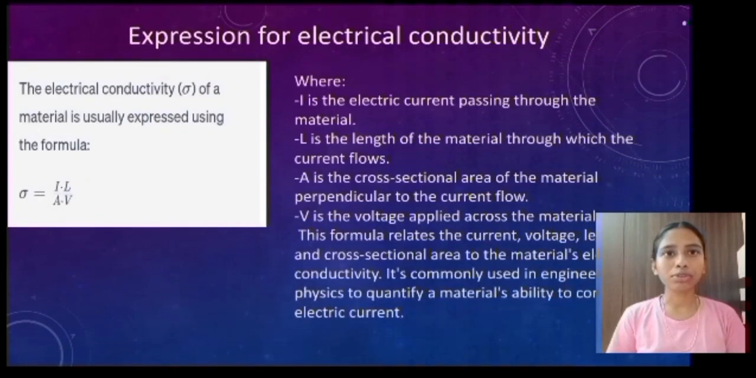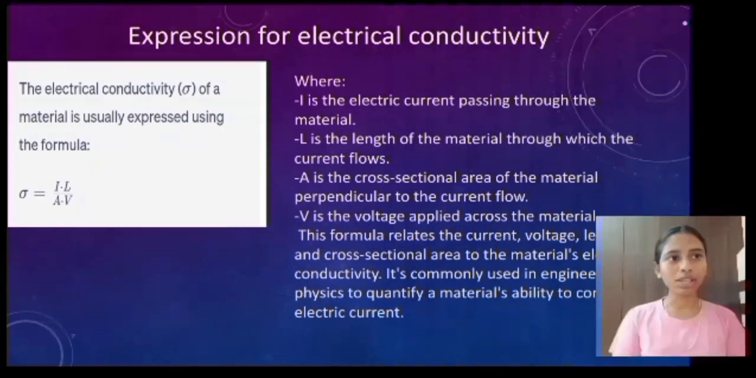So electrical conductivity of a material is usually expressed using the formula sigma equals IL divided by AV, where I is the electric current passing through the material, and L is the length of the material through which the current flows. A is the cross-sectional area of the material perpendicular to the current flow, and V is the voltage applied across the material. It relates the current, voltage, length, and cross-sectional area to the material's electrical conductivity. It is commonly used in engineering physics to quantify a material's ability to conduct electric current.